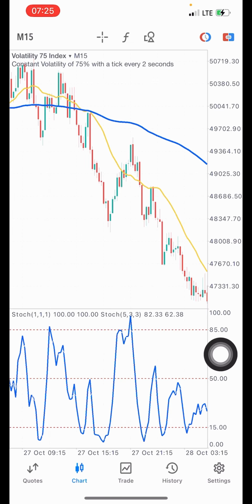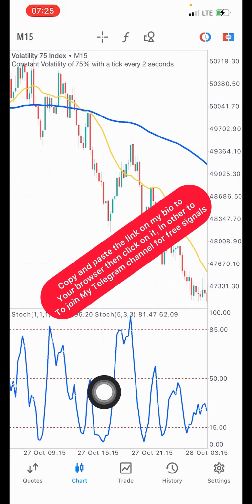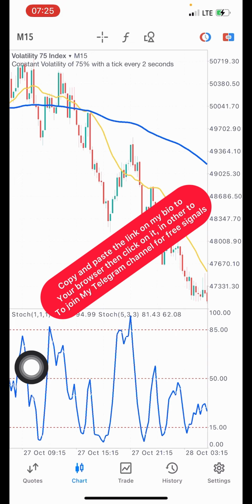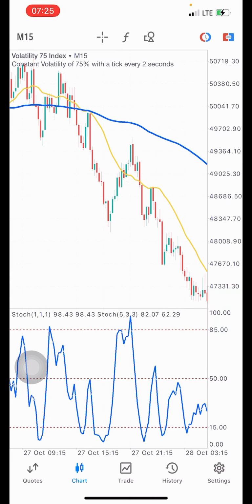Now these indicators here are set to help you confirm your signal in the market, to help you confirm the sell and the buy signals. And these moving averages here are to help guide you on the direction the market is going.